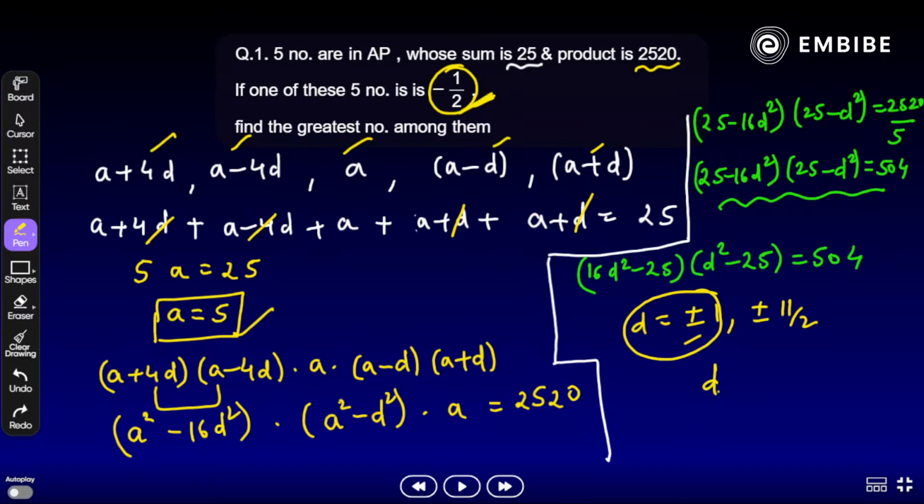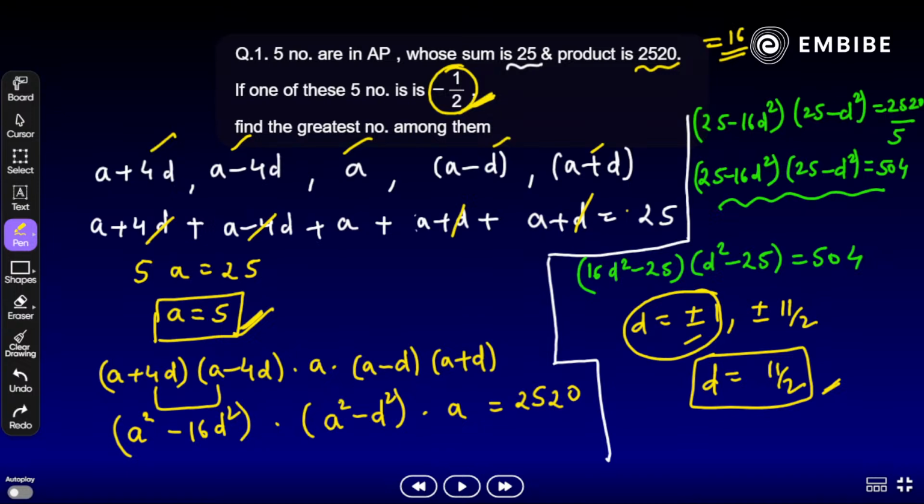So go with 11/2 here. It is calculating, we know that. So go with 11/2 here. Once we substitute 11/2 and a is 5, you will get the answer. Clear? Yes. So we have a is plus 5 and d is 11/2. And what will be the greatest term? Yes, I will have to write down the answer. It should be 16. If you get 16, it will be correct. Clear?